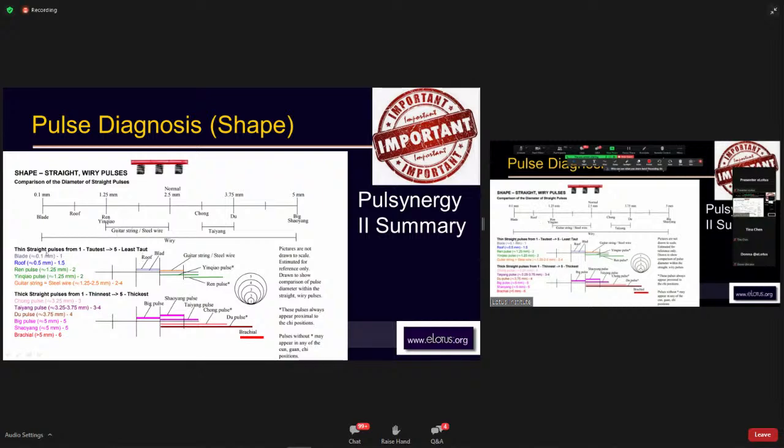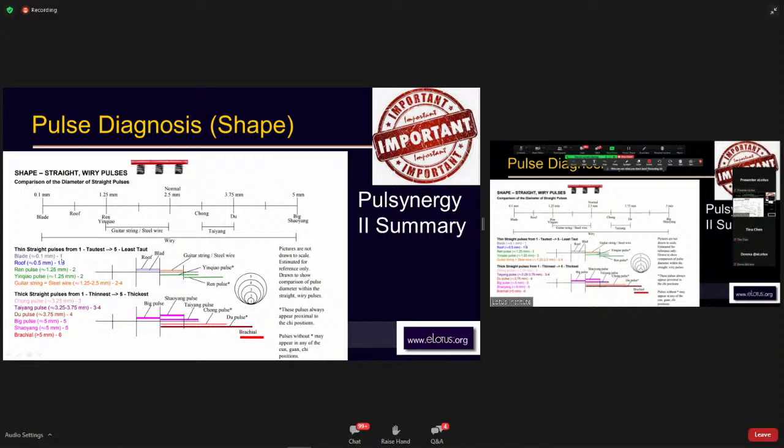Okay. So then now going down here, thin and straight pulses from 1 tightest to 5 least taut. So tightest to, I guess, loosest, if you will. So here we wrote it down, blade is about 0.1 millimeters and the tightness is 1.